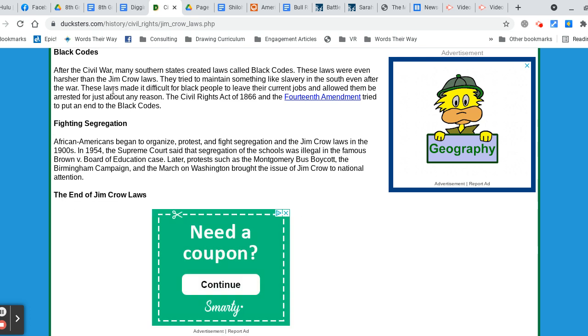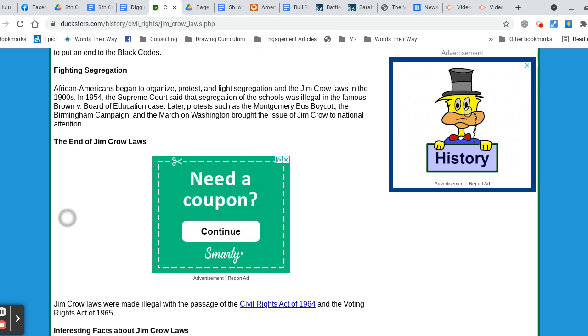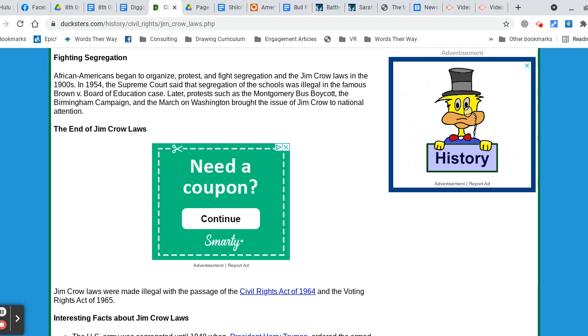Black codes. After the Civil War, many Southern states created laws called Black Codes. These laws were even harsher than the Jim Crow laws. They tried to maintain something like slavery in the South even after the war. These laws made it difficult for Black people to leave their current jobs and allowed them to be arrested for just about any reason. The Civil Rights Act of 1866 and the 14th Amendment tried to put an end to the Black Codes.